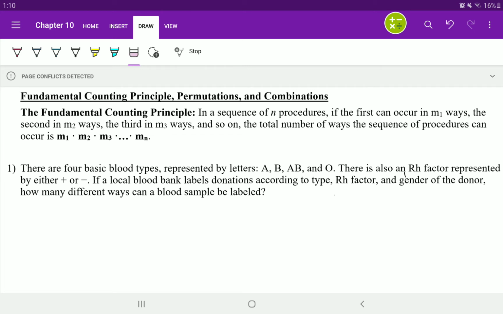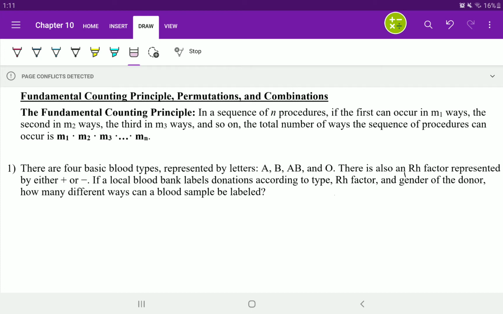In a sequence of n procedures, if the first can occur in m1 ways, the second can occur in m2 ways, and the third can occur in m3 ways, and so on, the total number of ways a sequence of procedures can occur is m1 times m2 times m3 times so on, to m of n.